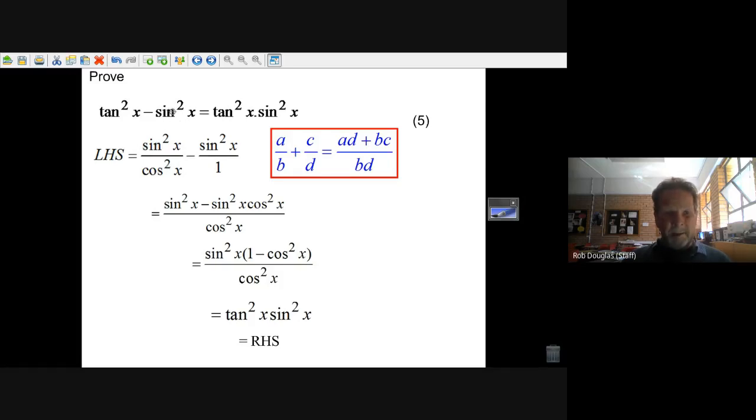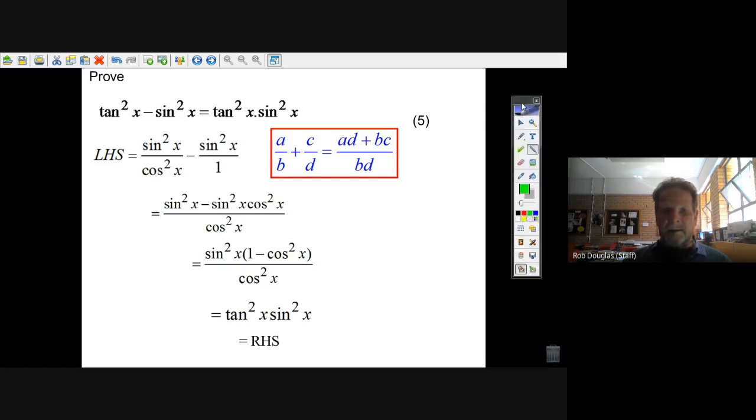Now, it's really a good idea to think of sine squared as sine squared over 1. The reason it's such a good idea is because you're going to use this idea of combining fractions. And you know how to combine a fraction when you have numbers, and it's going to help you with this. One way you can combine any two fractions is to find a common denominator by multiplying the denominators together.